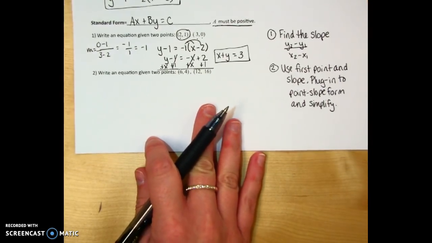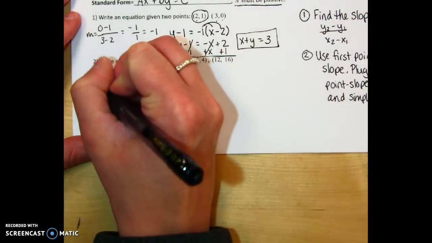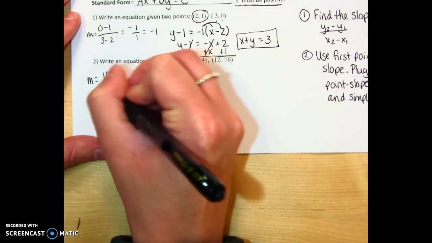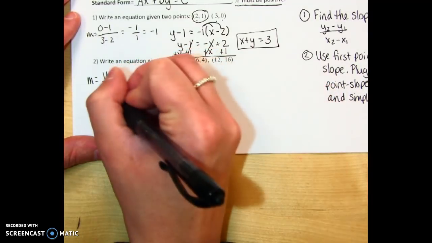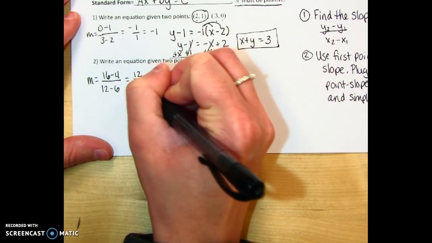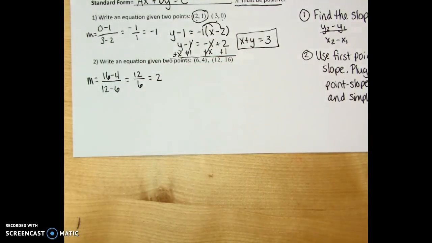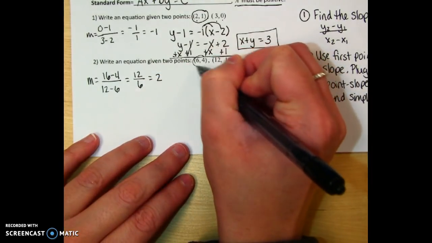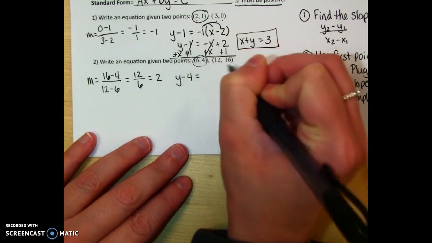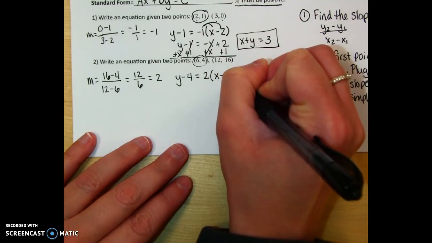Okay, let's look at another one. I'm going to find the slope first. So m equals 16 minus 4 over 12 minus 6, which is 12 over 6, and that simplifies to 2. I'm going to use the first point. So y minus 4 equals 2 times x minus 6.